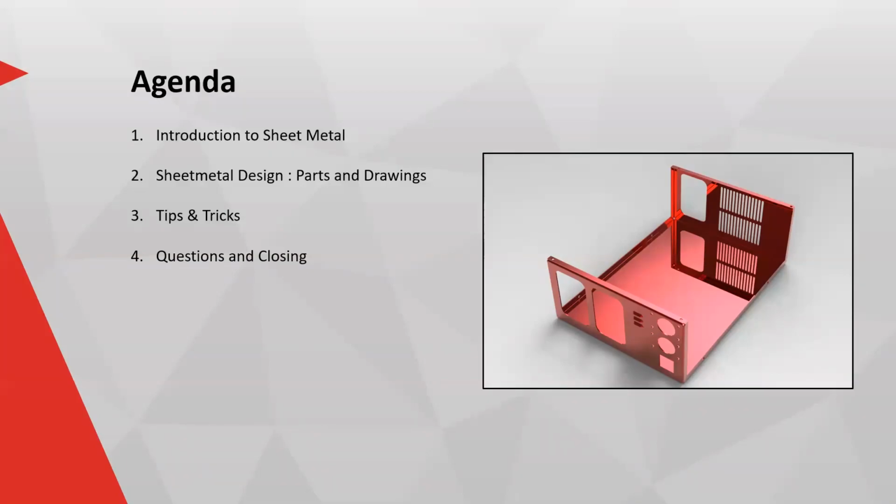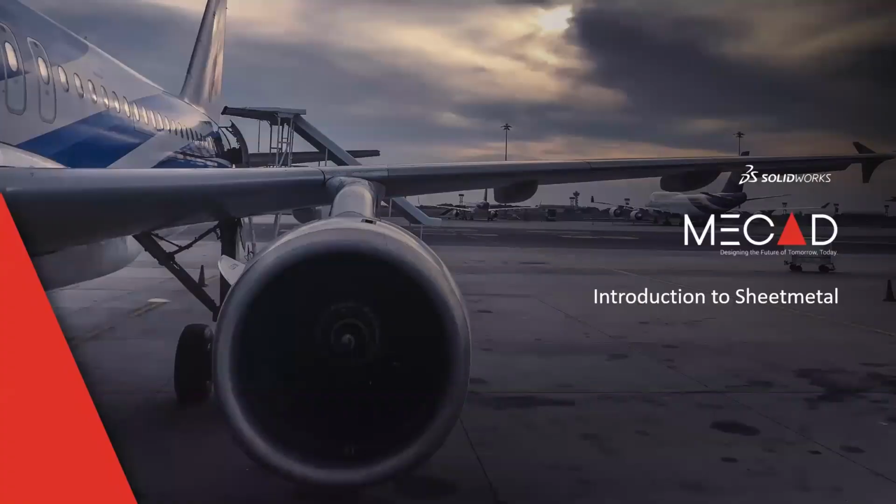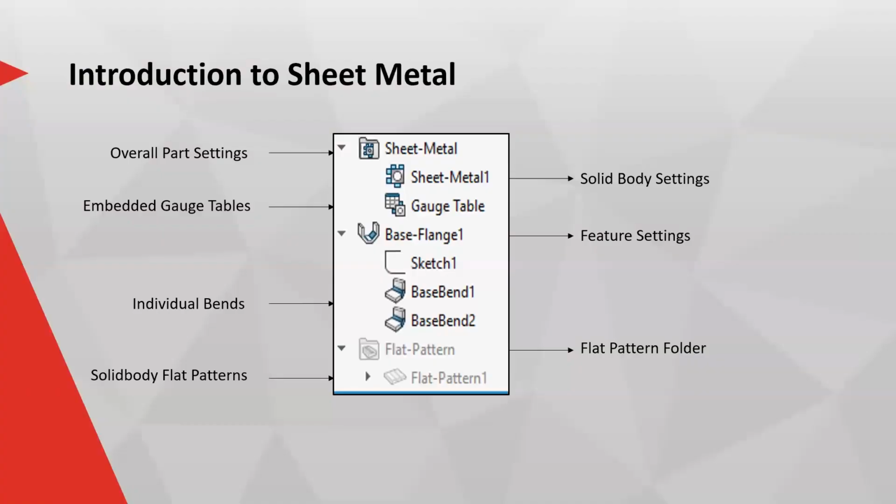Okay, so let's just go to the next slide. Perfect, so let's have a look at introduction to sheet metal. Once you create a sheet metal component, you'll notice in your design tree that there's a certain amount of features that will automatically pop up. Those will be folders, those will be your flat pattern. So let's quickly dive into it and have a look.